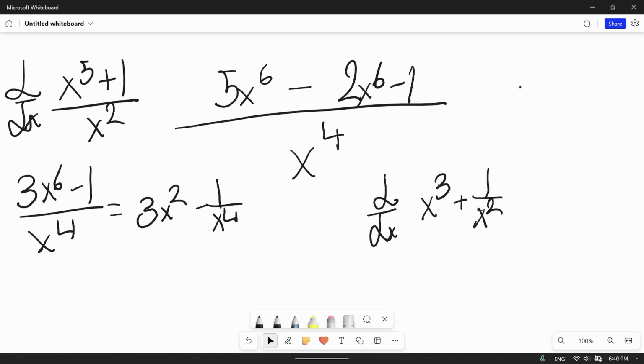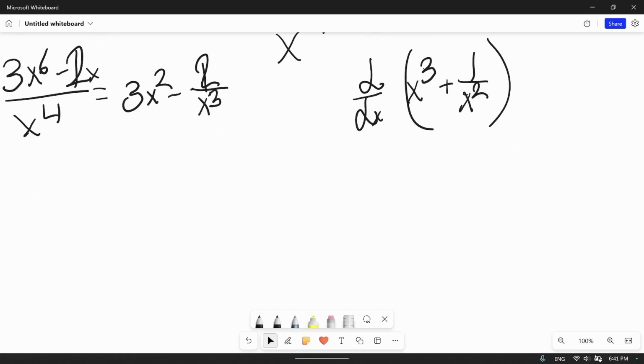Wait, guys, I did something terribly wrong. Oh, I forgot to multiply this. This one was supposed to be minus 2x as well. And then once you get minus 2x, this is going to be 2x minus 2, and then x to the 3. Sorry, guys, that was it. Forgot to multiply. So anyways, if you do this, you're going to get 3x squared minus 2 over x cubed.